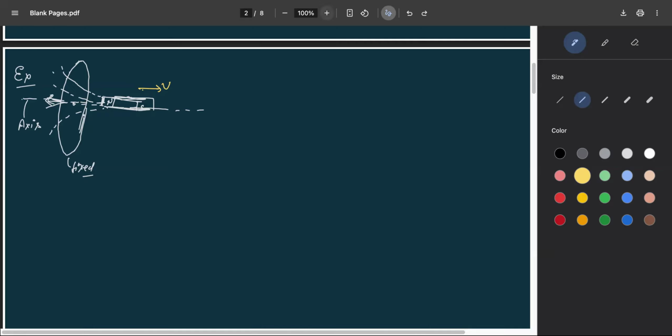Then you can say that the flux is also changing, right? By Lenz's law, we know the flux is changing, and it is going to oppose the change. So this loop is going to induce some current. But how is it going to happen? This is what we need to discuss in this problem.